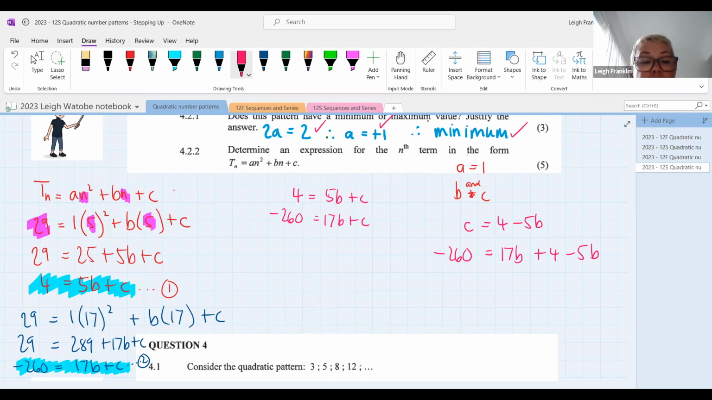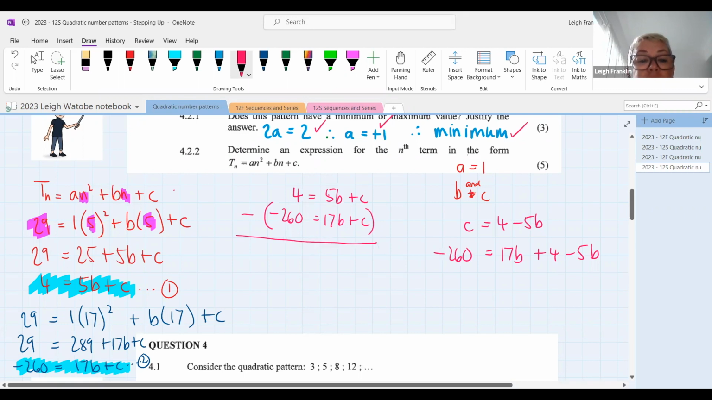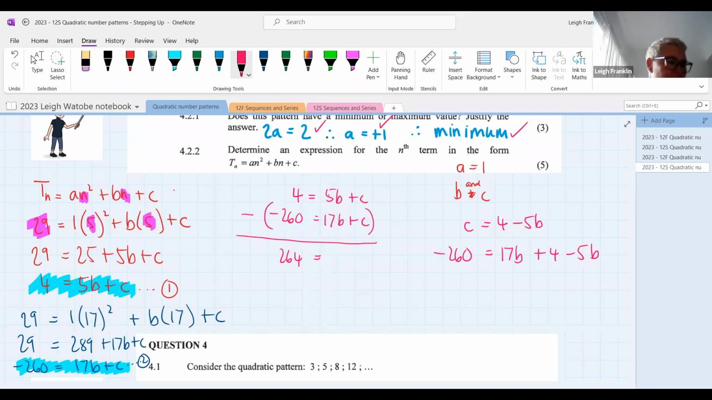So what I would do here, because we want to eliminate the C's, I think it was Offense you were asking me. Let me just go back and have a look. No, yes, it was Offense. So Offense, if you want to do it by elimination, we can do that. So we can say 4 minus negative 260, so that would give us 264. 5b minus 17b, that would give us, oh, I'm just being silly, 5 minus 17 would give us negative 12b. And then obviously our c's would be eliminated.